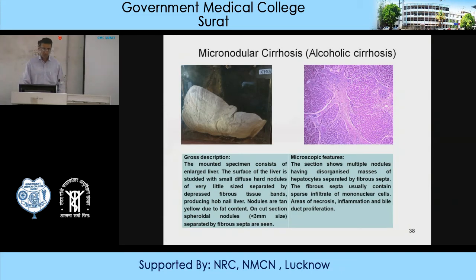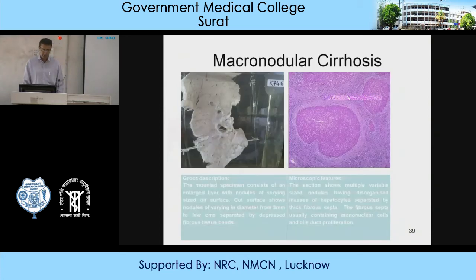In macronodular cirrhosis, the mounted specimen consists of an enlarged liver with nodules of varying size on the surface. The cut surface shows nodules varying in diameter from 3 mm to a few centimeters. See, these all are nodules more than 3 mm to a few centimeters, separated by depressed fibrous tissue bands. In microscopic examination, the section shows multiple variable-sized nodules having a disorganized mass of hepatocytes separated by thick fibrous septa. The fibrous septa usually contain mononuclear cells and bile duct proliferation.